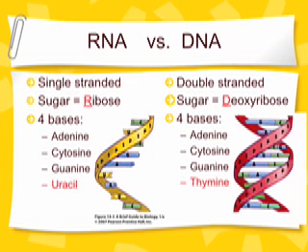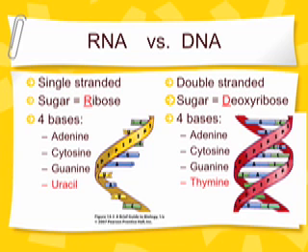RNA. So if we look at DNA versus RNA, RNA is a single-stranded molecule. It's just one backbone attached to the bases, whereas DNA is double-stranded. That means that it actually has base pairs.